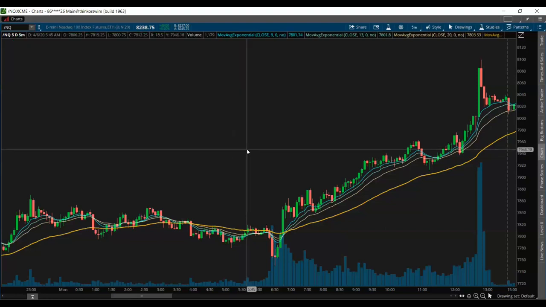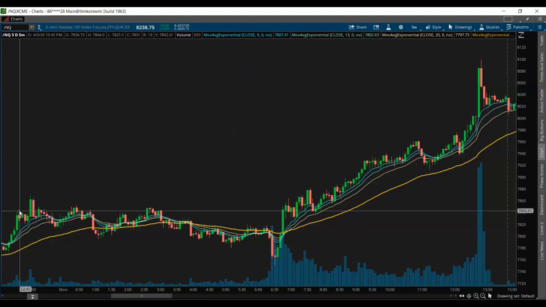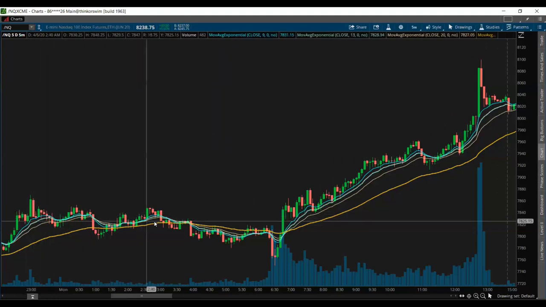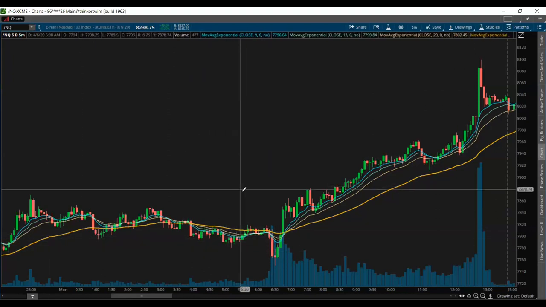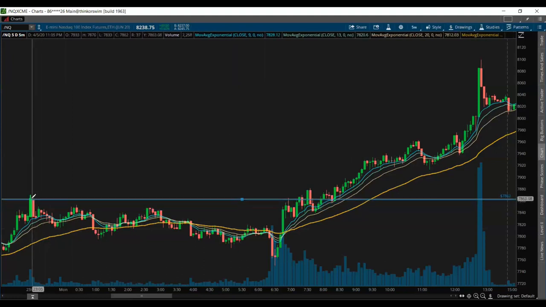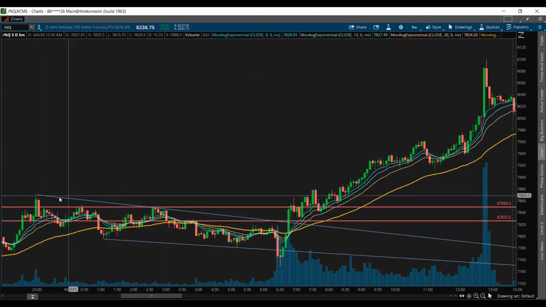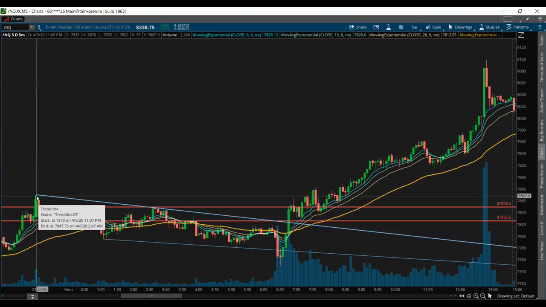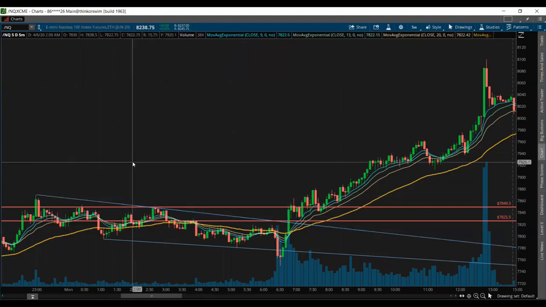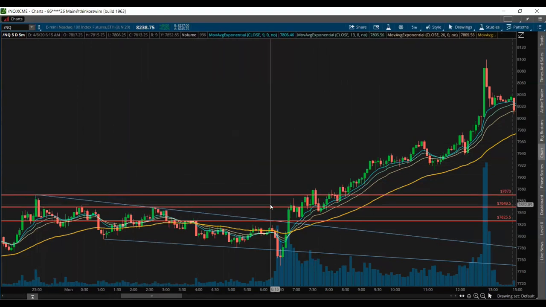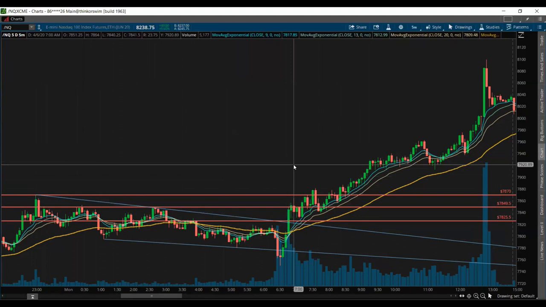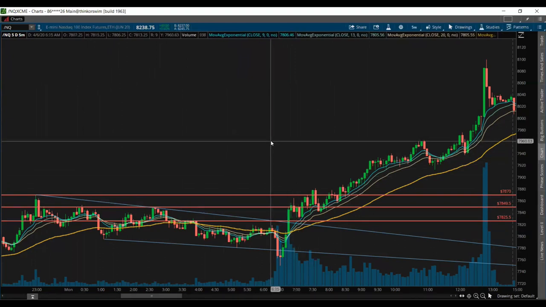So here I have the NQ. This was last Monday of this week. So this is Sunday night's action on the Globex leading into the Monday cash open, which is right here. First, we want to identify strong support and resistance. So you can also consider the overnight high as a resistance at 7870. At this point, we really only need to have resistances drawn for looking for a bullish setup.